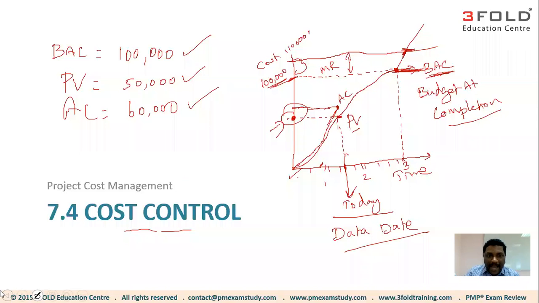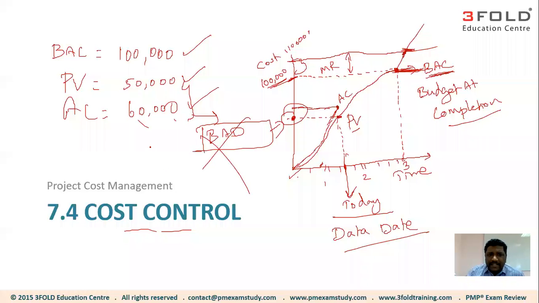So what happened here basically is, the plan says you're supposed to spend $50,000, but you had actually spent $60,000. So generally, a common man should say the performance is bad because you spent more than what you planned. Okay, so in a normal sense, but that's not the correct answer anyway, right?